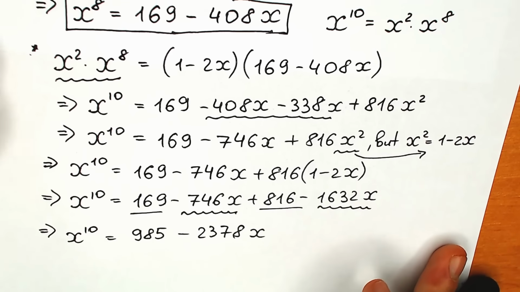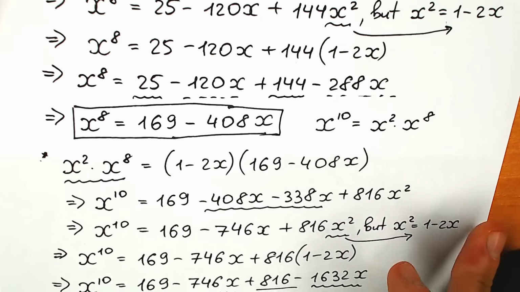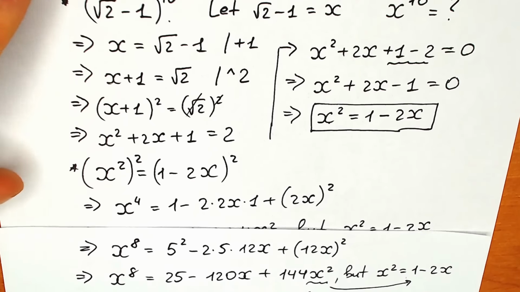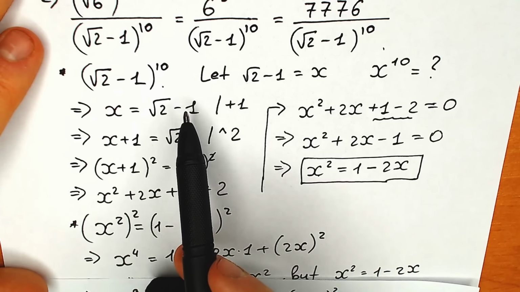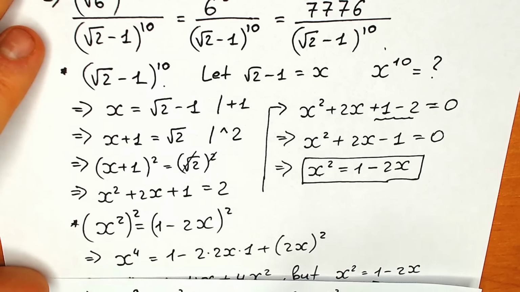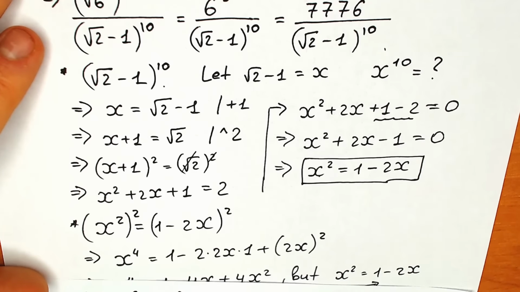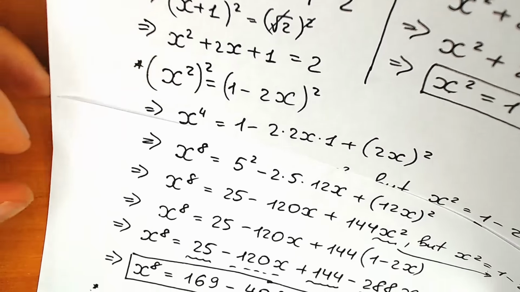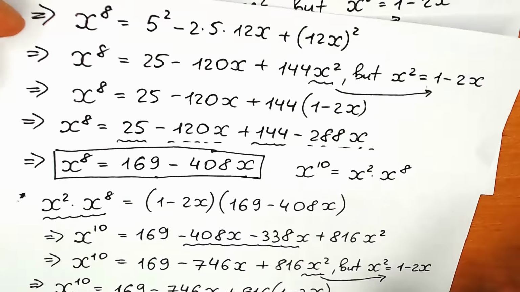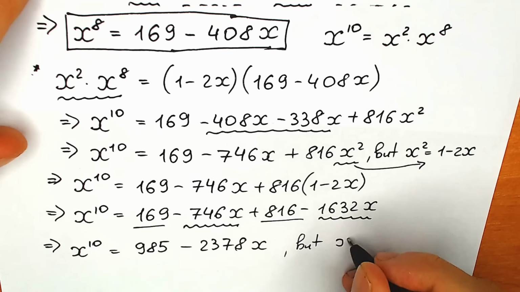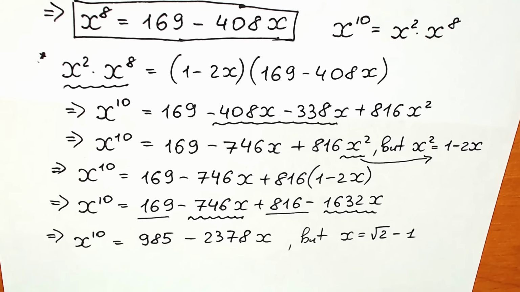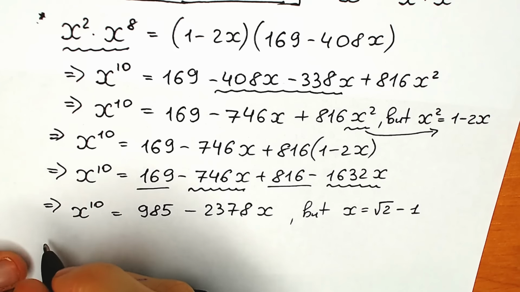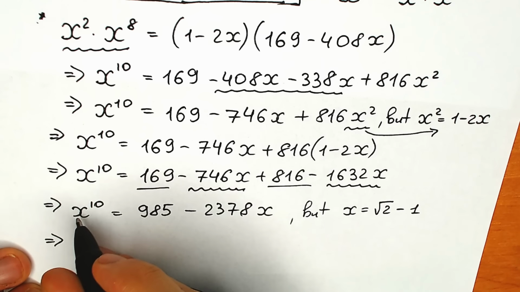And right now let's go back to the beginning, to that substitution. We had it on the first paper, x equal to square root of 2 minus 1. This is an extremely important expression for us. Let's remember it: x equal to square root of 2 minus 1. And right now let's go to that line. So let's write it, x equal to square root of 2 minus 1, and instead of x, we plug in square root of 2 minus 1.